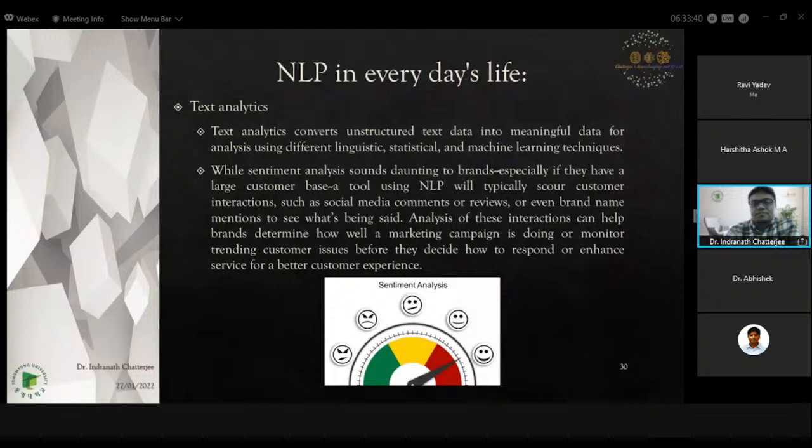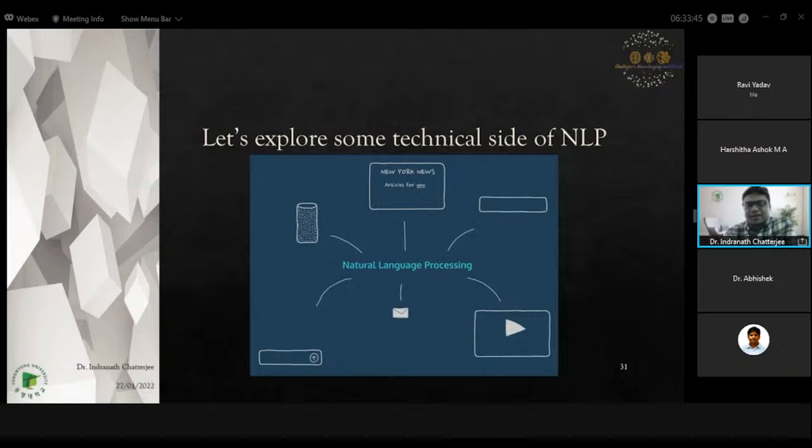Now let us explore some technical parts of NLP, but very briefly. I will not take much of your time. In a very short time, I'll explain the core part of NLP.